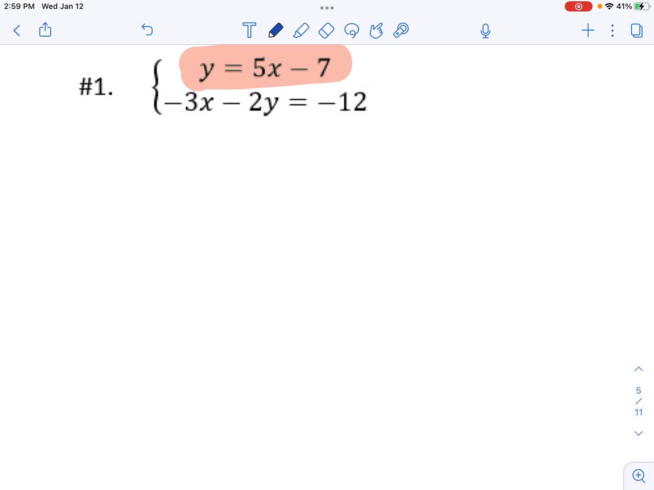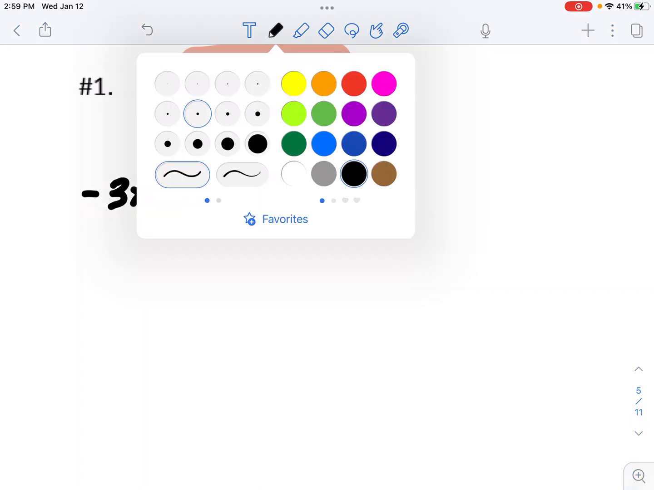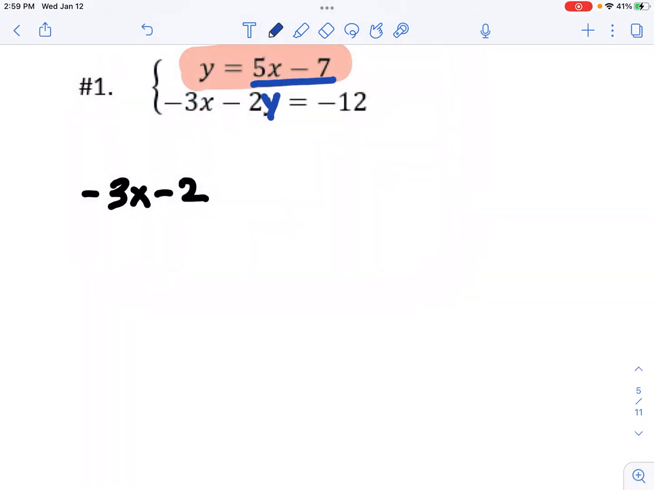So every time I see y, I'm going to replace it with 5x minus 7. So I'm going to take my second equation, negative 3x minus 2y, and I'm going to start to write that down, but once I see that y, I'm going to replace it with that expression 5x minus 7. It's like saying let y equal 5x minus 7. Now I have an equation that lends itself to solve for x.